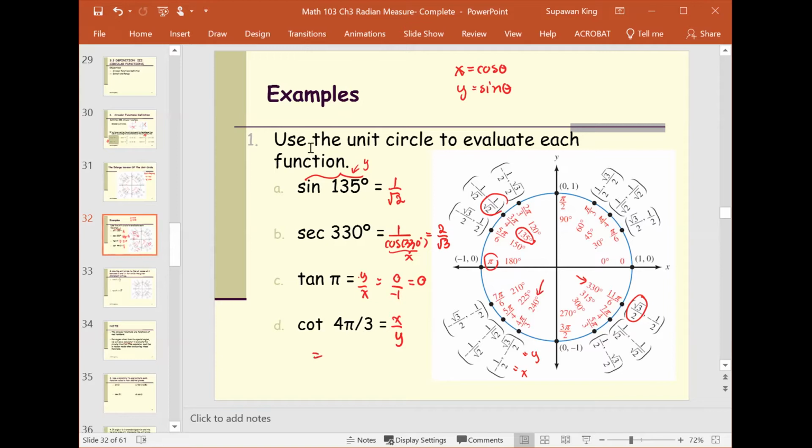The x value is -1 over 2. The y value is negative square root 3 over 2. We write it as -1 over 2 multiplied by 2 over negative square root 3, simplified to be 1 over square root 3 as the value of the cotangent of 4 pi over 3.